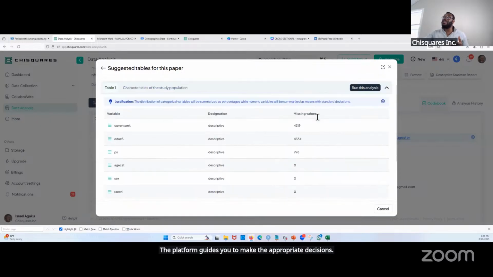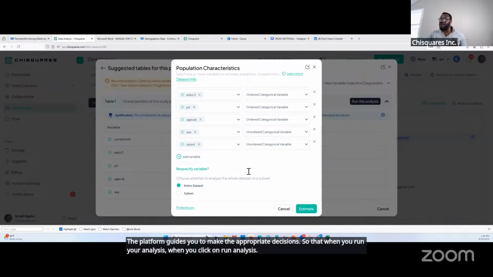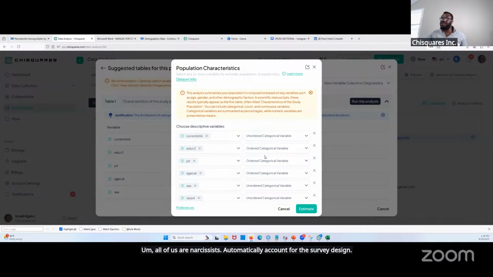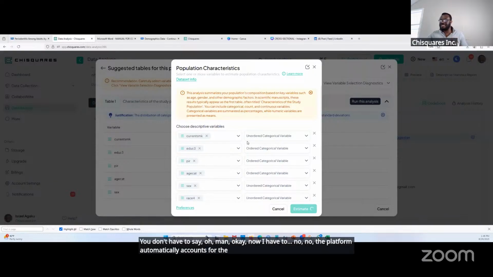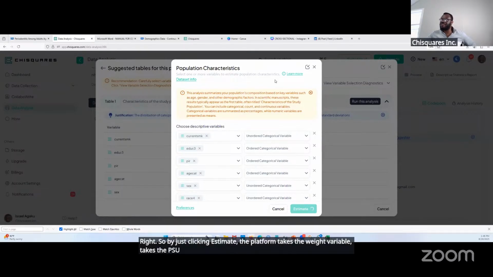So that when you click on run analysis, all of this analysis automatically accounts for the survey design. You don't have to say, oh man, now I have to do something extra. No, the platform automatically accounts for the design in all of the analysis. By just clicking estimate, the platform takes the weight variable, the PSU variable, the stratum variable, and accounts for them in the analysis.